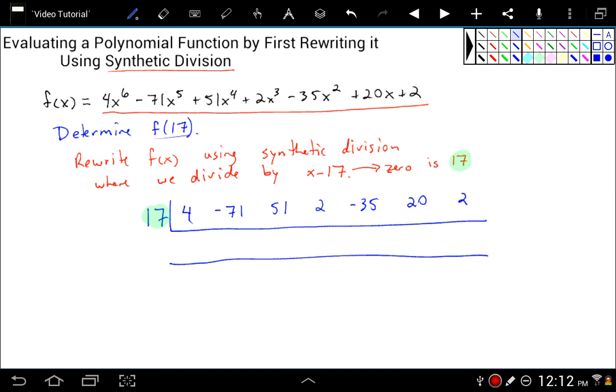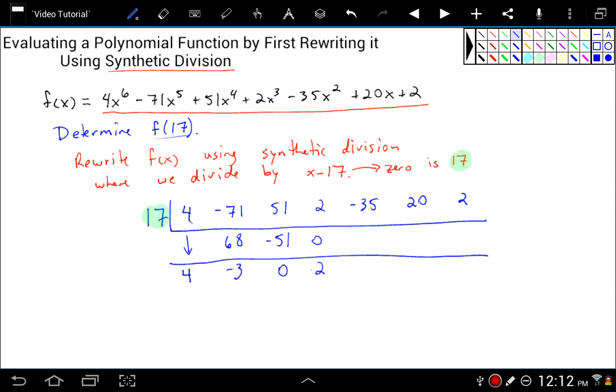So I drop my 4. 17 times 4 is 68. Negative 71 plus 68 is negative 3. 17 times negative 3 is negative 51. Negative 51 plus 51 is 0. 17 times 0 is 0. 2 plus 0 is 2.